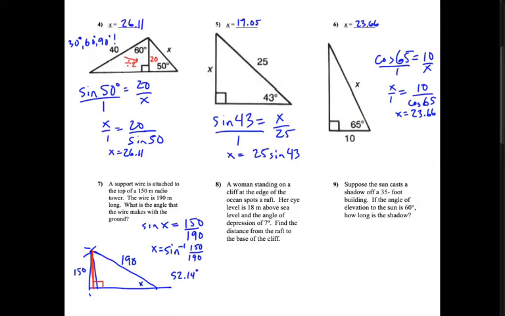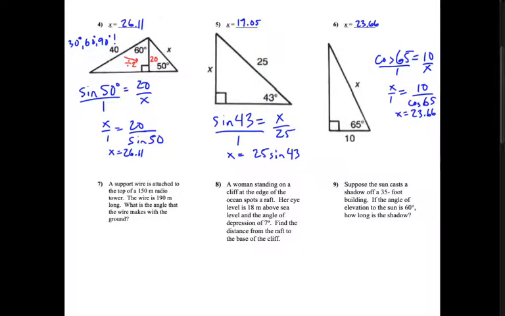Okay, 7, 8, and 9. These are right triangle questions in word problem form. 2020 version here, people. We're not getting to it because of the coronavirus, but here's how it works.